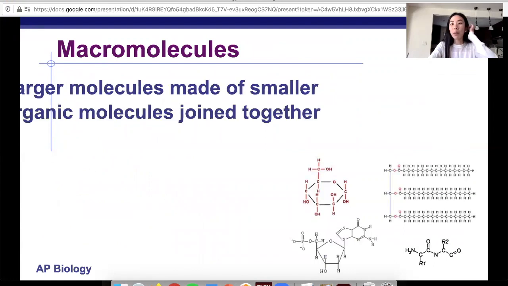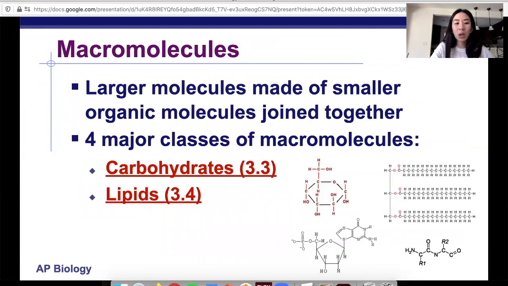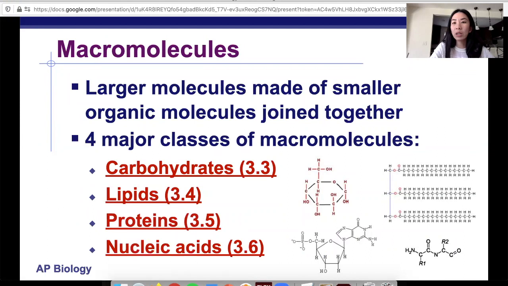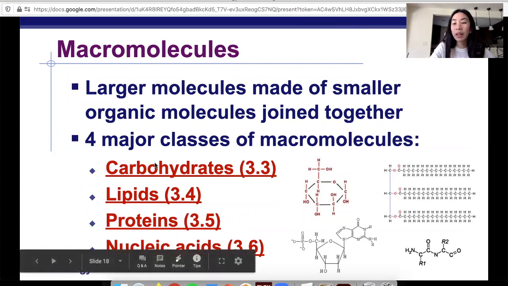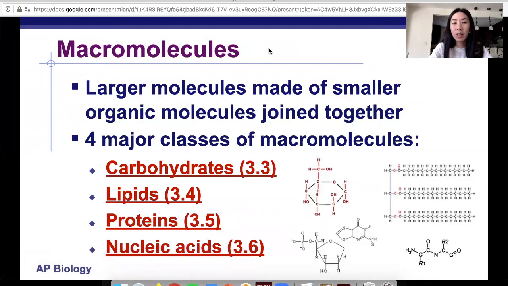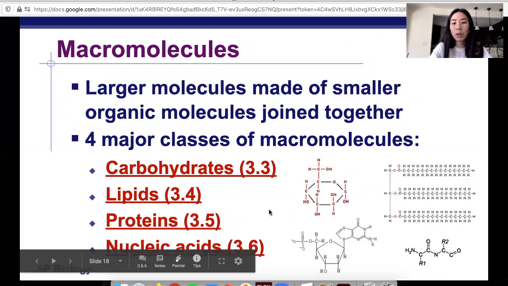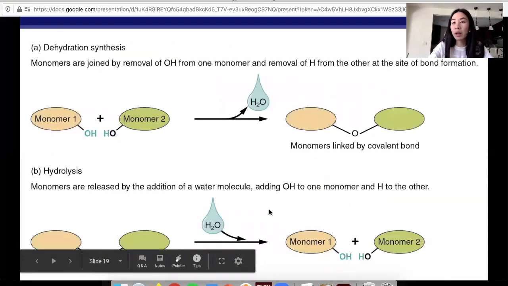So as a recap, the 4 macromolecules were carbs, lipids, proteins, and nucleic acids. If I ask you, you're lucky you can use your notes. You don't have to memorize anything. But in previous years, you would have to know all of these by heart. You should know the 4 macromolecules and the elements that are in them.